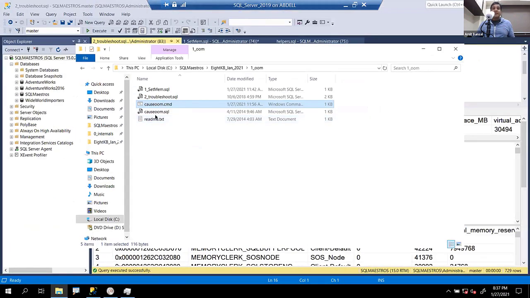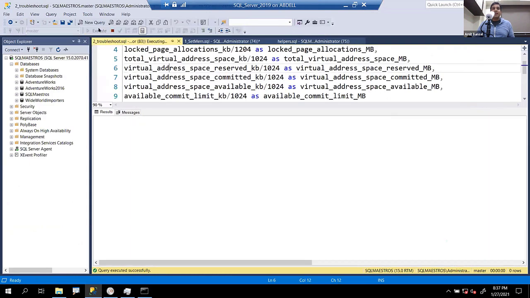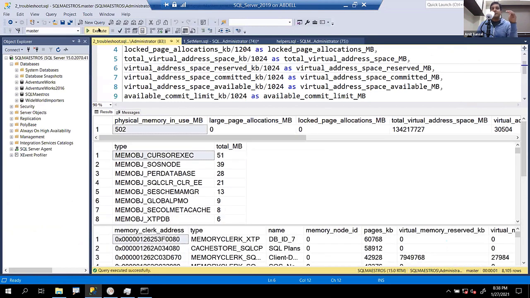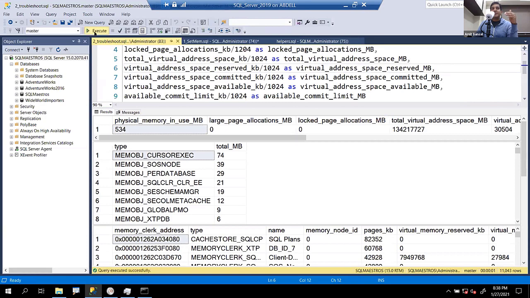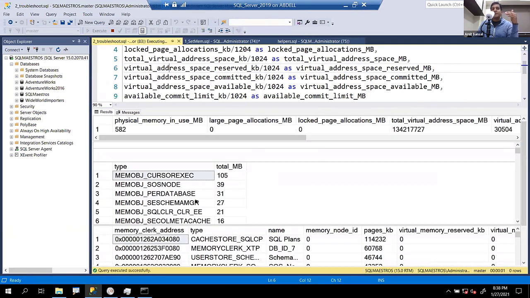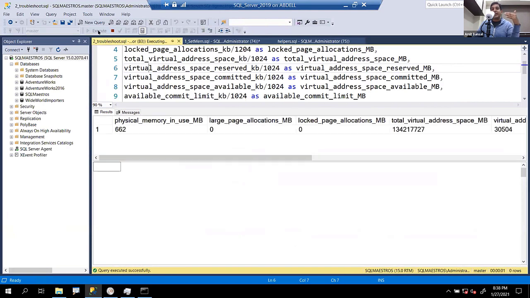Okay, with this, friends, let's cause om.cmd. So we run this. And let's go back into troubleshooting and we'll see. Now you can see that physical memory is being consumed. And if I keep executing this, you will see memory is being increased, 557. And you may also observe that a mem object type cursor execution eats up about 100 MB. So something is happening with the cursors there.